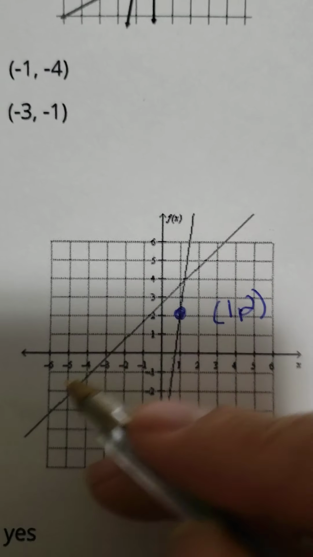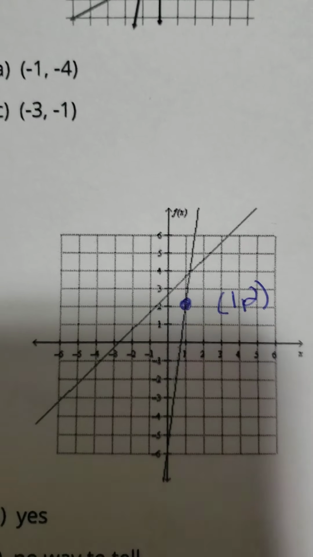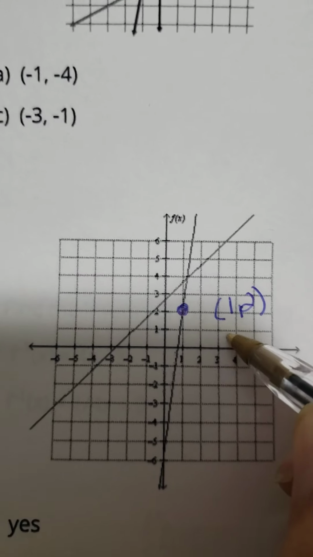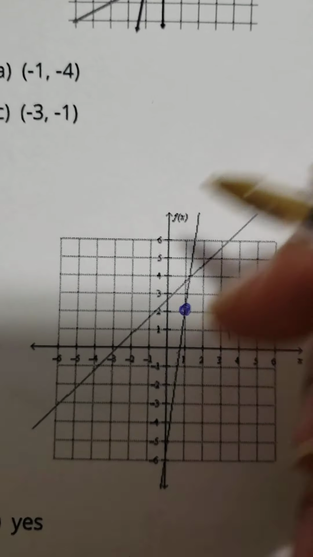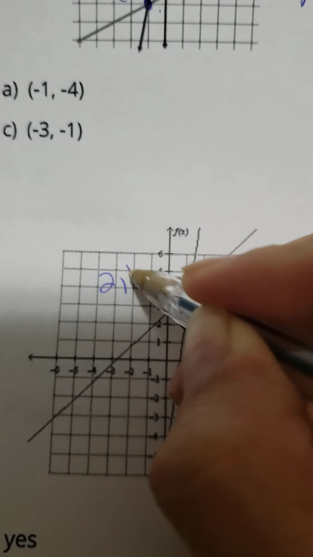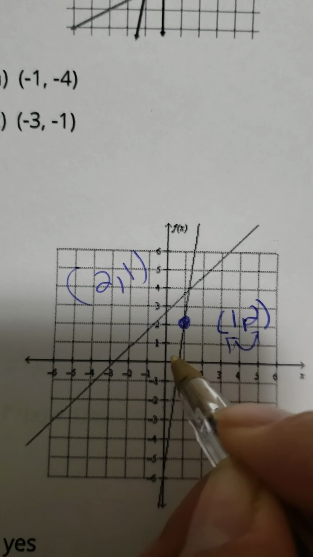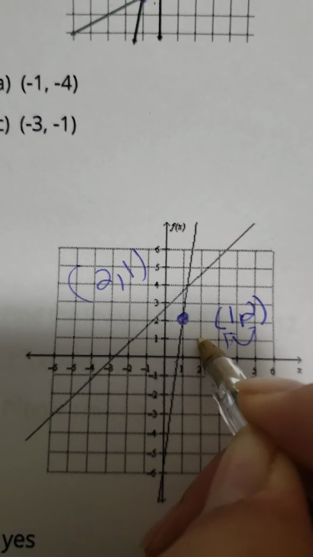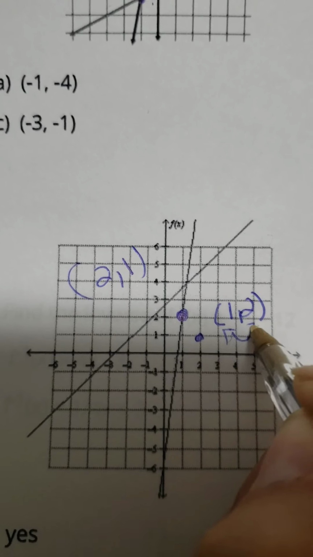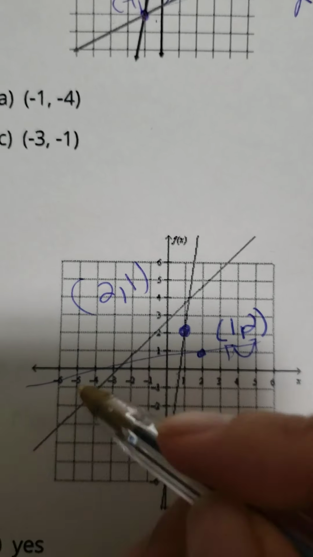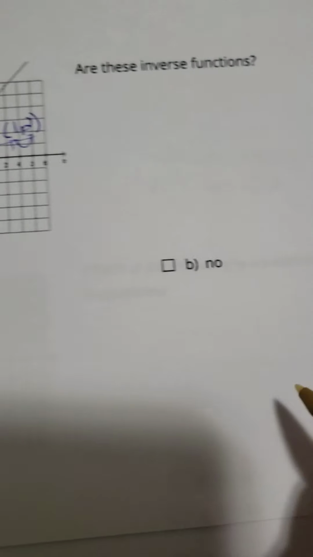Now the inverse function, that would be this one, if it is in fact inverse, would have the x value and the y value switch. So it would be (2, 1). So I'm going to see if (2, 1) is on the line here, and (2, 1) would be here. So I would need a line that crosses through there, and this one doesn't. So the answer is no, they're not inverses of each other.